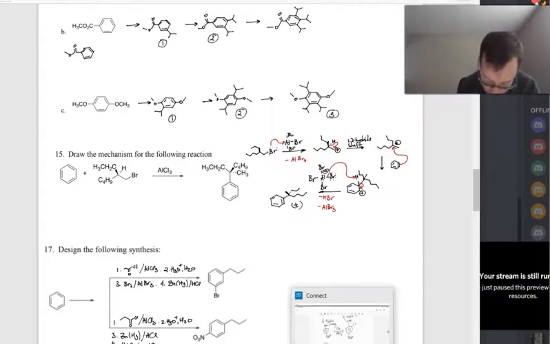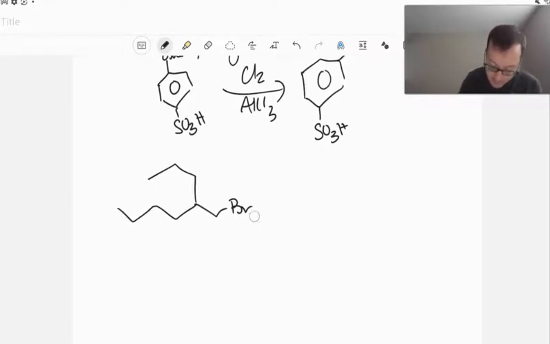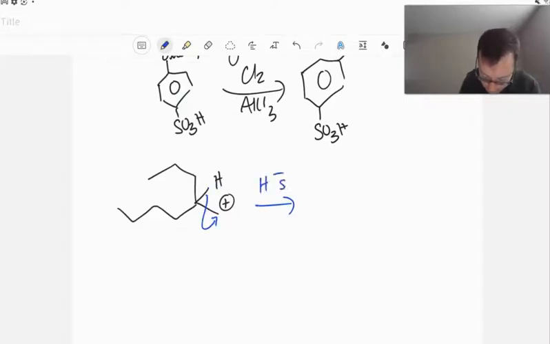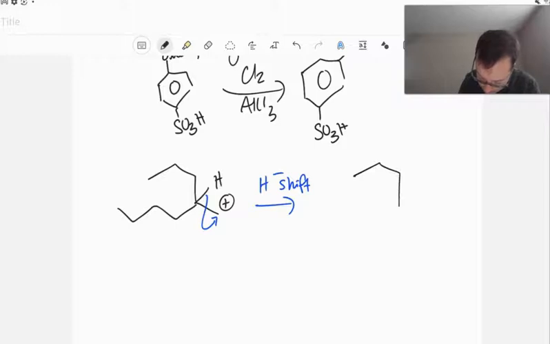I think 4 carbons there, and then Br. Okay, cool. So we have this thing. So it goes away. Carbocation, right? Carbocation will migrate, and we're going to end up with exactly the same thing.